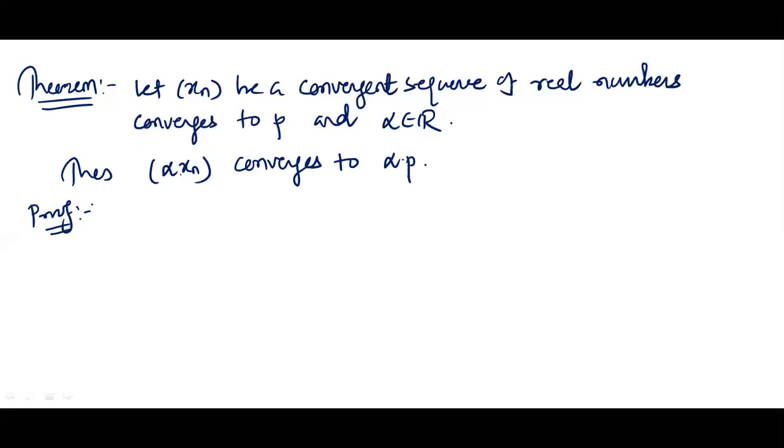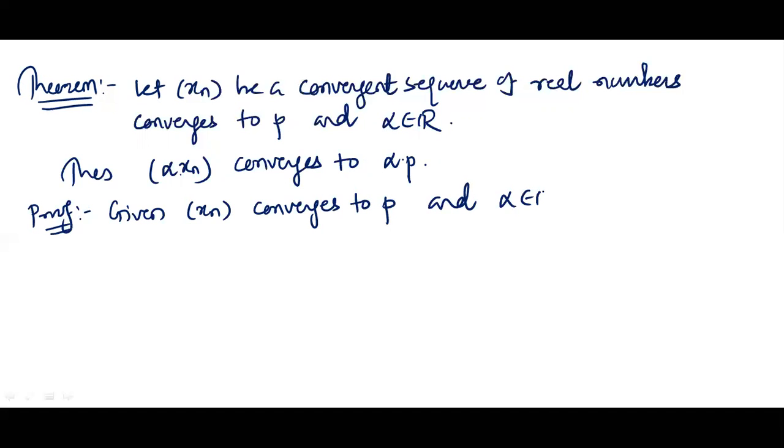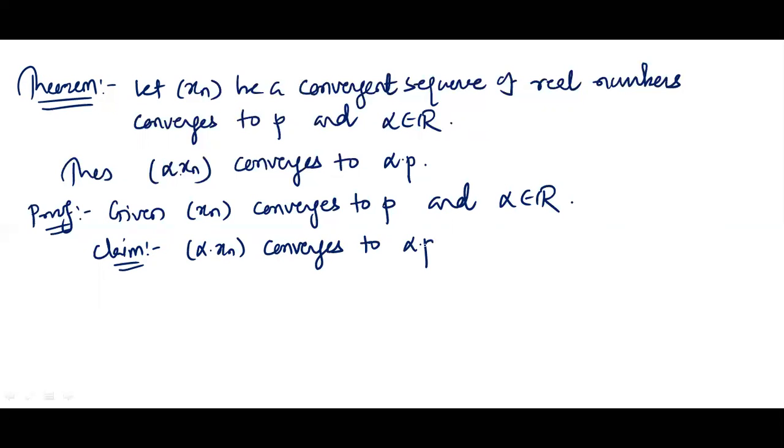Let's do it. Given xn, the sequence converges to a real number p and alpha is a real number. Okay. We claim that the sequence alpha into xn converges to a real number alpha into p.